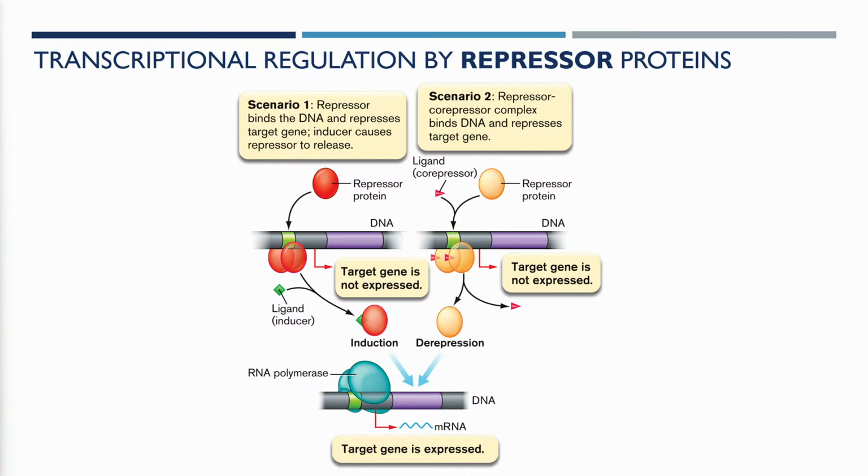Does that make sense? The last one. Yeah. So in scenario 1, the ligand is needed to pop off the repressor, to get the repressor off and then induce transcription. And then in scenario 2, the ligand is needed to repress the protein and repress the target gene from being expressed. And it's that removal of the ligand that we call de-repression, because then we're essentially getting induction by de-repressing.